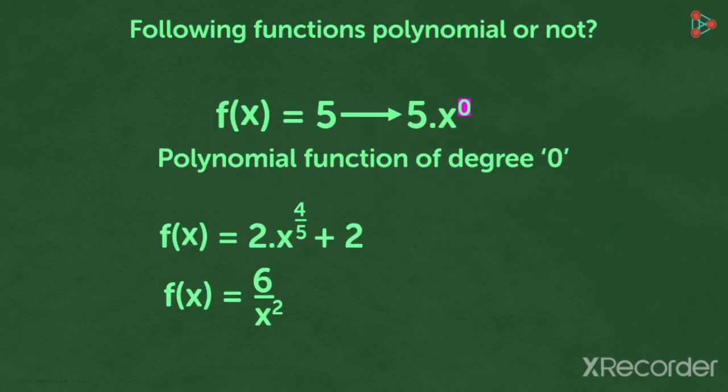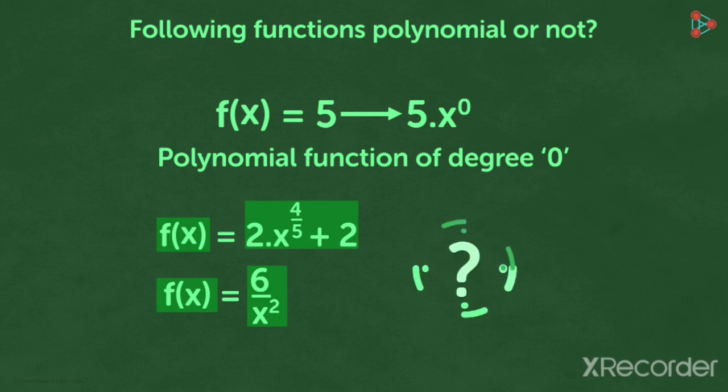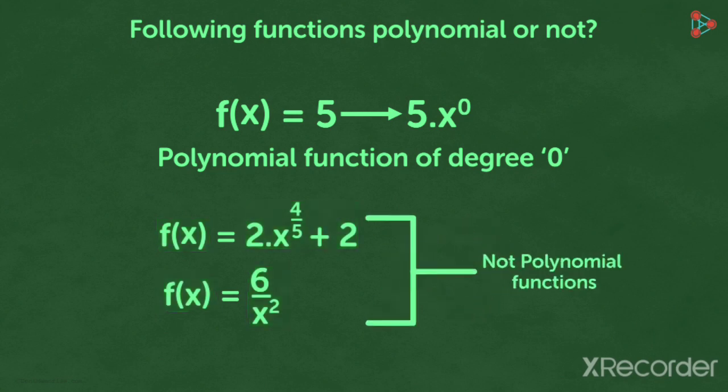What about these two functions? f of x equal to 2 multiplied by x raised to 4 over 5 plus 2, and the function f of x is equal to 6 over x squared? Are they polynomial functions or not? They are both not polynomial functions.